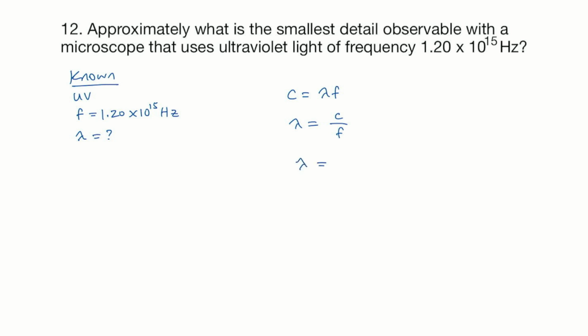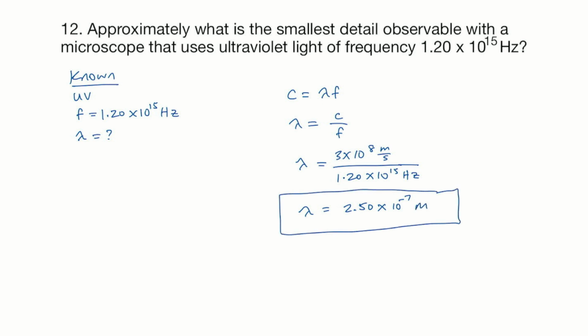Okay, so we can substitute the numbers. We get 3 times 10 to the 8 meters per second divided by the frequency, which is 1.20 times 10 to the 15 hertz. I did the calculation and I got 2.50 times 10 to the minus 7 meters. So this is the size of the smallest observable object for that frequency of the ultraviolet light.